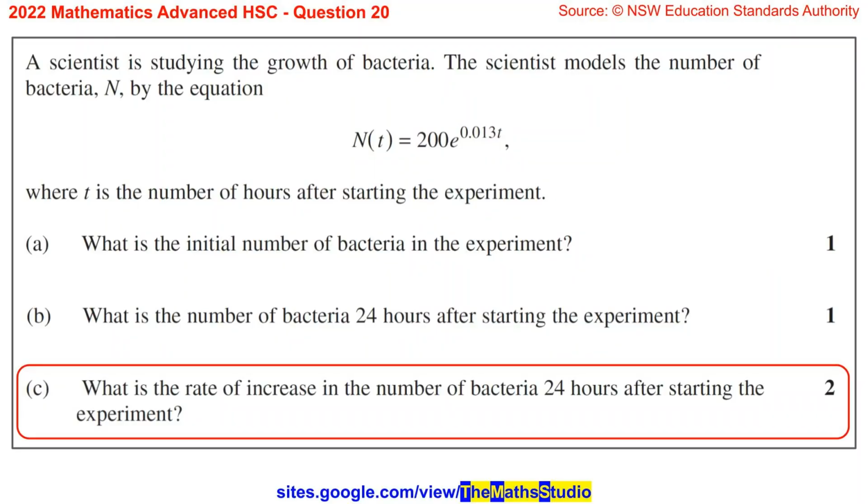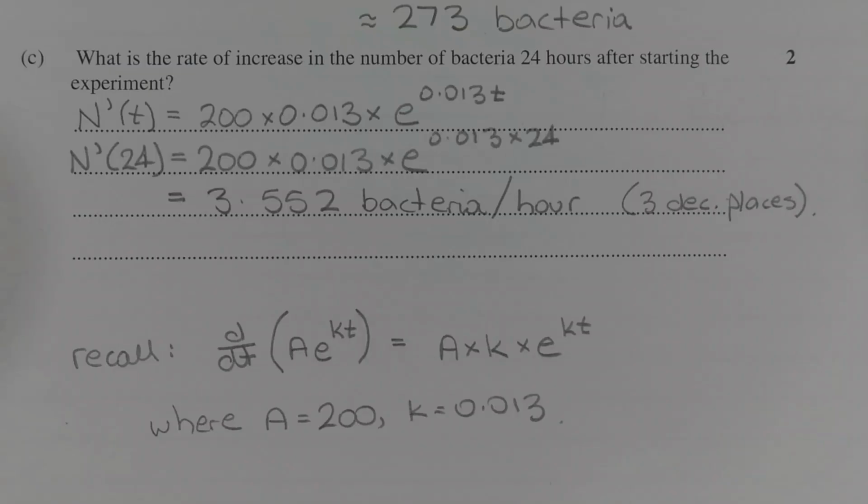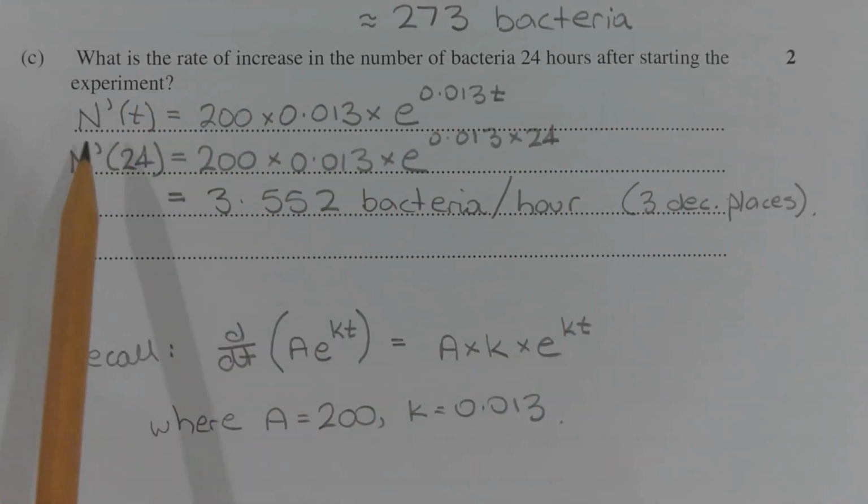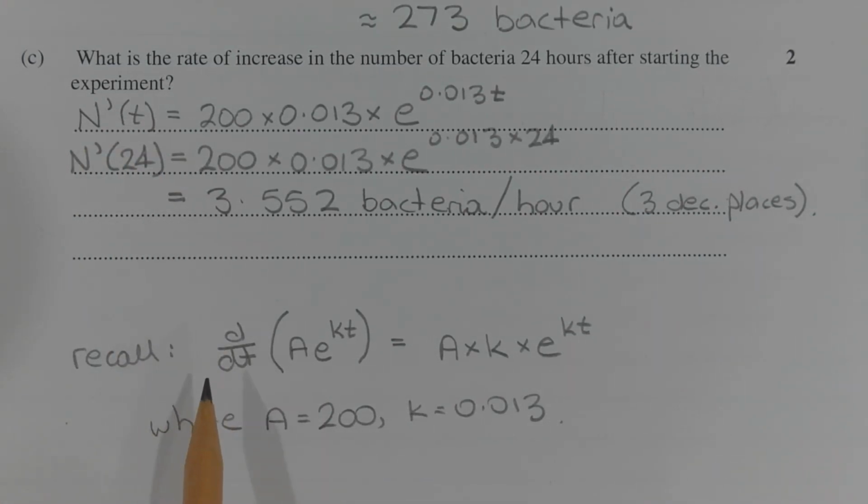Part C. What is the rate of increase in the number of bacteria 24 hours after starting the experiment? The instantaneous rate of increase in the number of bacteria is given by the first derivative n dash of t or dn dt. Now recall that the first derivative with respect to t of the exponential function a e to the power of kt, where a and k are constants, is given by a times k times e to the power of kt. And in this case, a is equal to 200 and k is equal to 0.013.